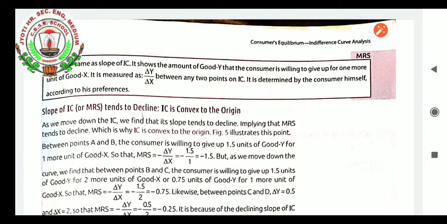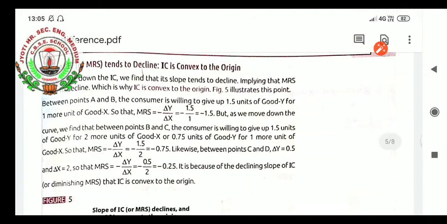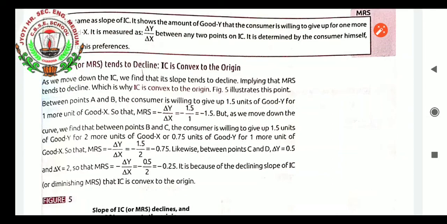Why is it always convex to the origin? In the earlier chapter we were learning that PPC is concave to the origin. Now we are learning convex to the origin. As we move down the IC, we find that its slope tends to decline, implying that MRS tends to decline. Marginal rate of substitution tends to decline, which is why IC is convex to the origin.